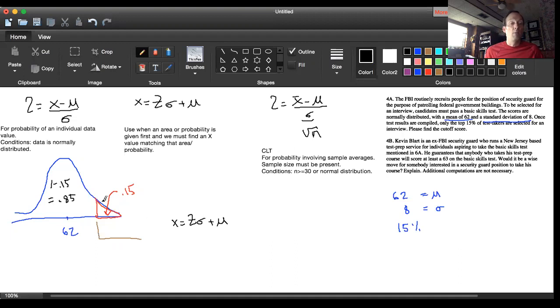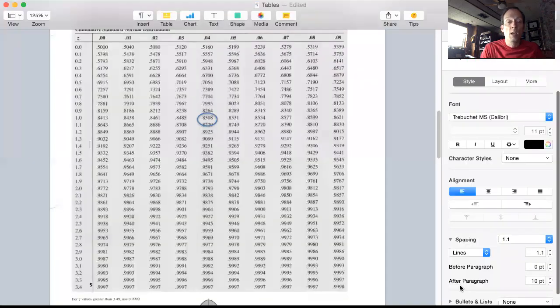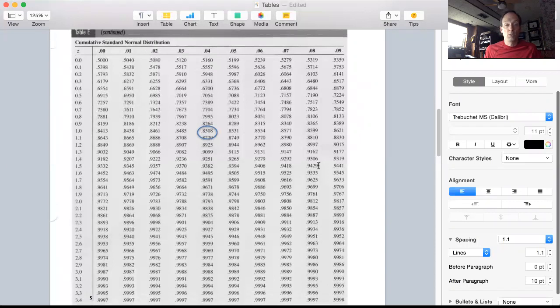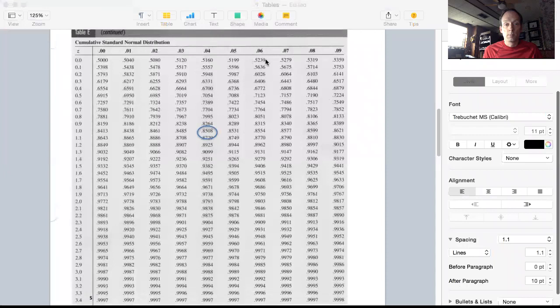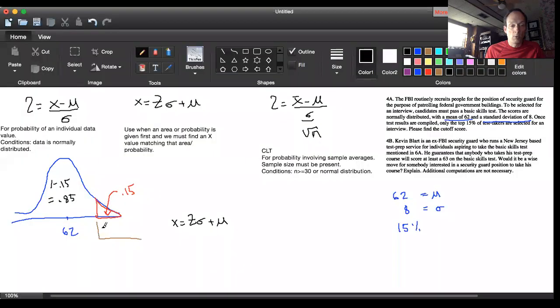So now I can take this 85 and I can go on my Z-chart and look for the closest Z-score that will match the 0.85. Okay, so here's my 85% circled, and it looks like my Z value is going to be 1.04. The closest I got was 85.08, and I don't have another area that's coming closer to 85% than that. So I'm going to write 1.04 down on my curve sketch. Z equals 1.04.